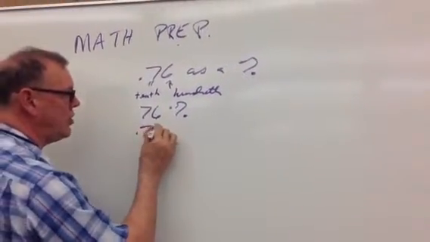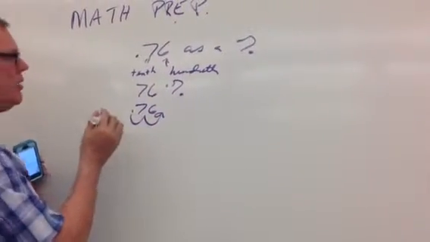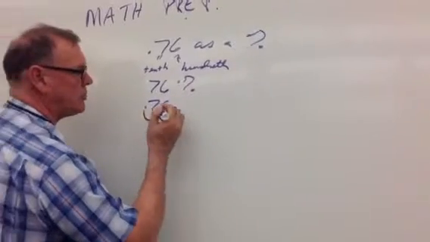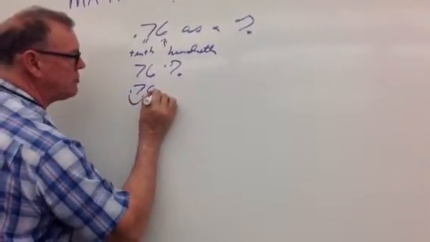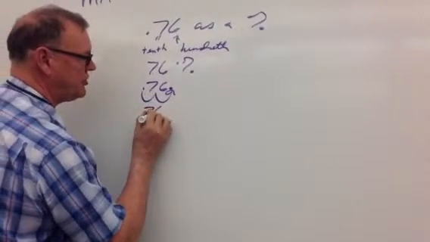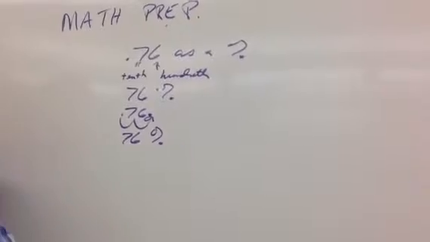The other way to go is that we move the decimal 2 to the right. Whenever we change a decimal to a percent, we move it 2 to the right. 0.76, we move the decimal over 2 to the right, and we get 76 or 76%. Okay, and that's that.